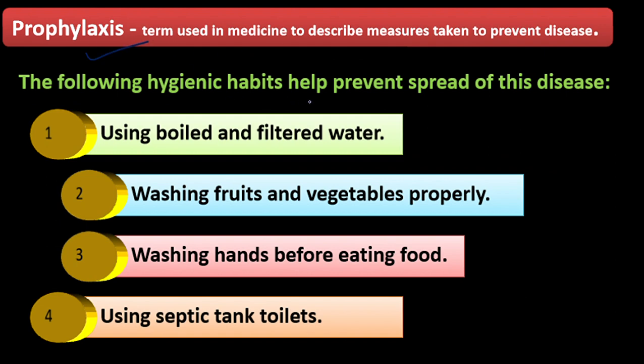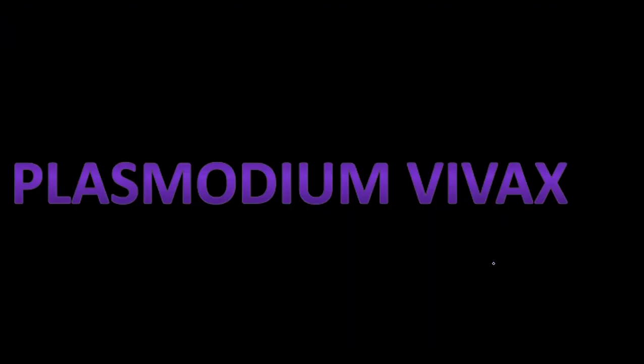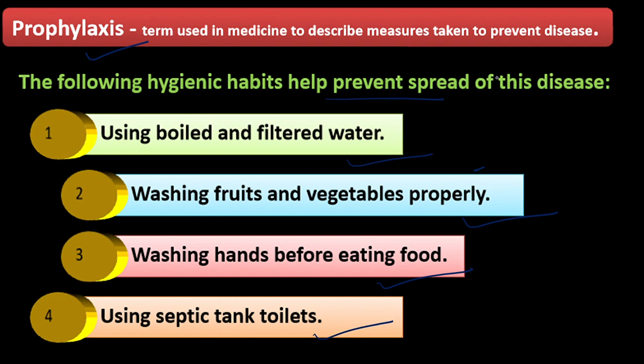Next one, prophylaxis. It is nothing but what are the preventive measures which you can take. First one is using boiled and filtered water, washing fruits and vegetables properly, because where is this coming from? It is coming from contaminated food and water. Now, washing hands before eating and using septic tank toilets. So that's all we have in the Entamoeba histolytica life cycle. Please go through the life cycle once again. It is super important with respect to the board. Thank you.